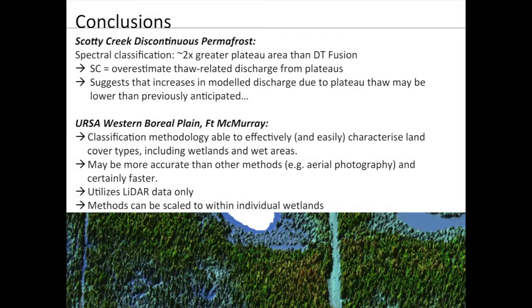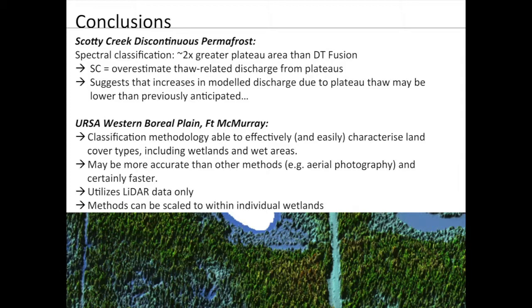So in conclusion, just to tell you a little more about Scotty, when we do spectral classification using WorldView alone, we found that the plateaus were two times greater in area than if we used a decision tree classifier. And this can have significant impacts to water resources because we're overestimating thaw-related discharge from those permafrost plateaus. So we need to be very careful about that.